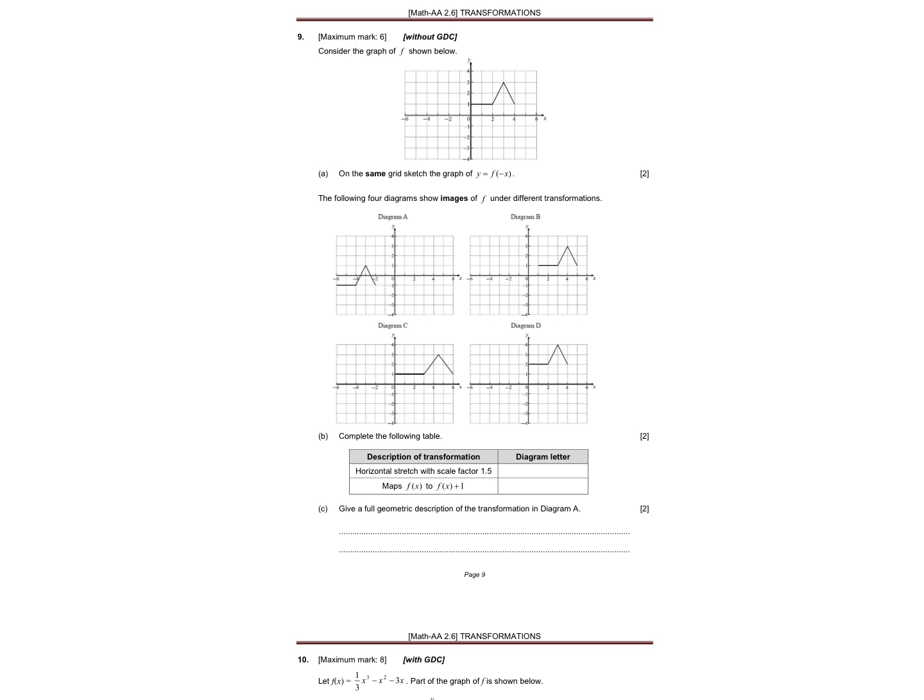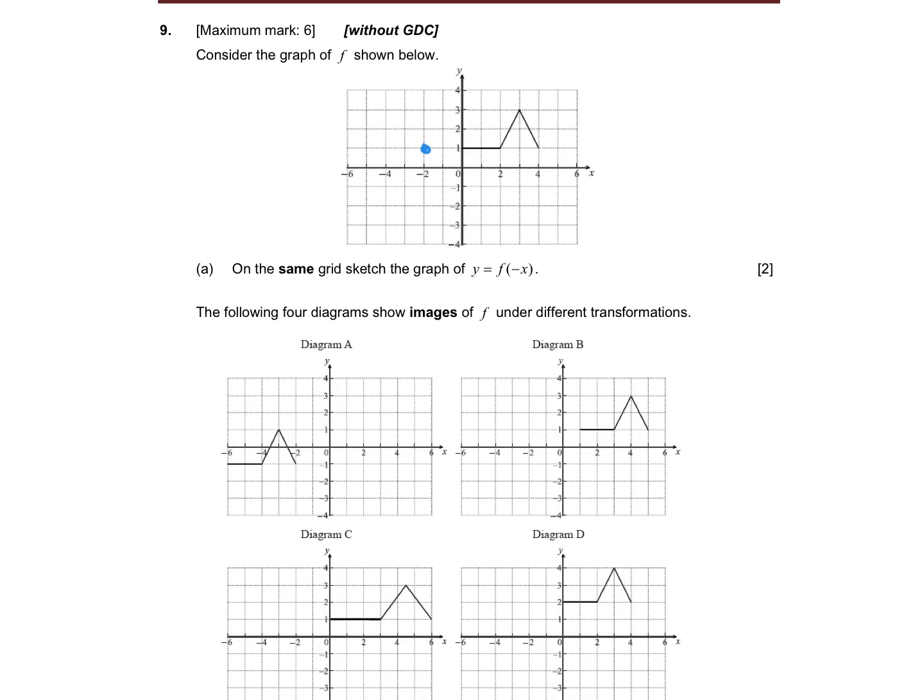All right, on the same grid, sketch the graph. So everything's flipping over here. So 2, 1 flips to negative 2, 1. 3, 3 flips to negative 3, 3. And 4, 1 to negative 4, 1. So like this.